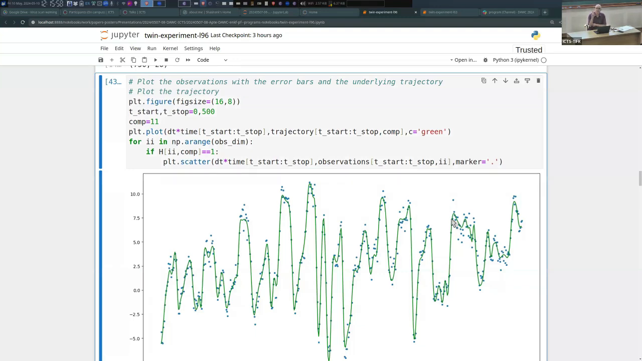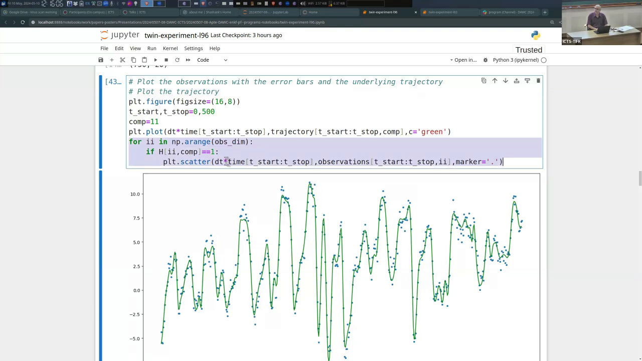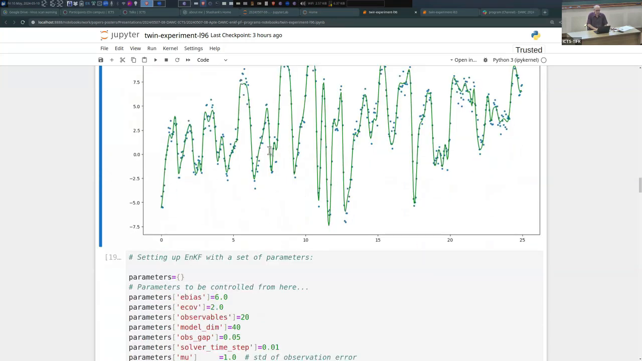Sorry, those two places where I'm plotting the trajectories, please change that index. Don't rely on the number 43 here. This is probably 400 and something after having run multiple times. This is the count of the cells that have been run. Anyway, after changing it to II, this is correct. And now this looks like the trajectory.